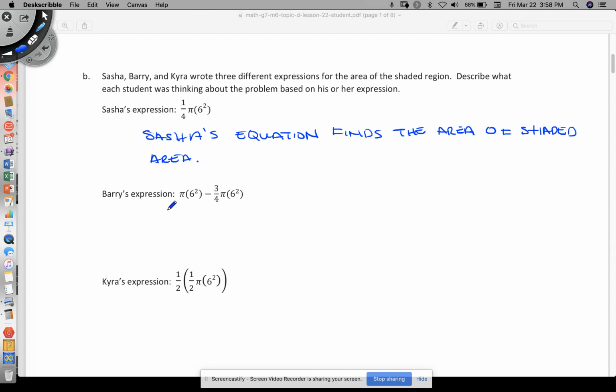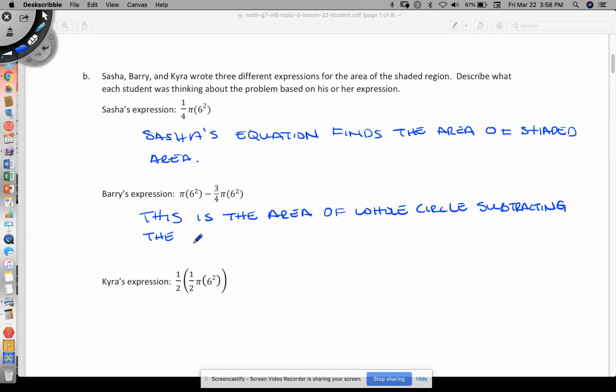So what Barry did here is, we can kind of write it out this way. This is the area of the whole circle at first. So this is the whole circle. And then subtracting the shaded area by getting rid of 3/4. That's what Barry did.